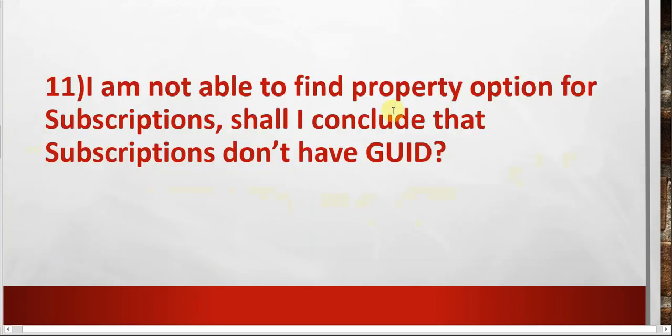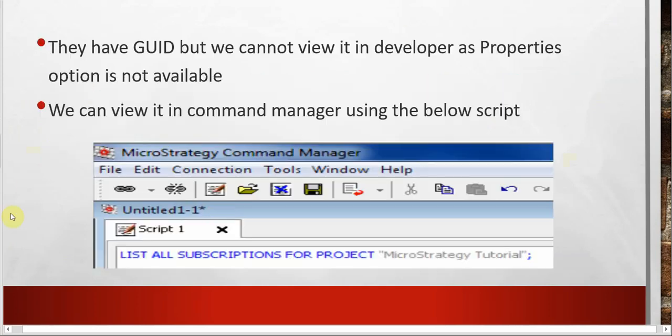I'm not able to find the property option for subscriptions. Shall I conclude that subscriptions don't have a GUID in MicroStrategy? They have a GUID, but we cannot view it in Developer as the properties option is not available for them. We can view it in Command Manager using the below script, list all subscriptions for project. And here we have to give the project name.